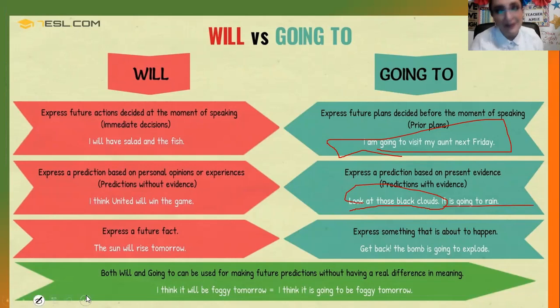Also, as I was telling you, will is going to be used in order to express a future fact. A future fact, what is that? For example, the sun will rise tomorrow. It is something that is going to be happening. It's a fact that will happen.